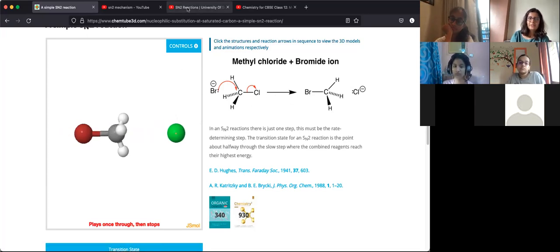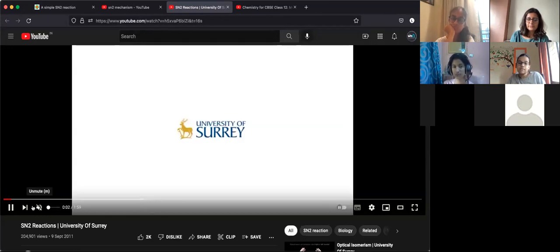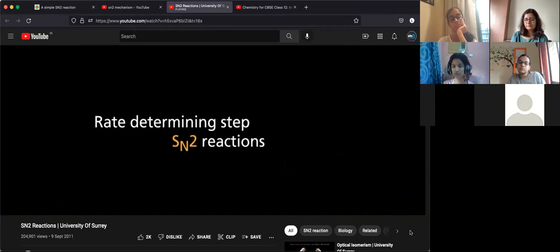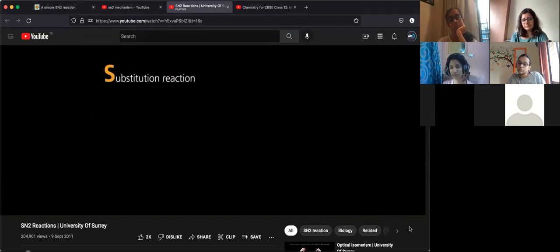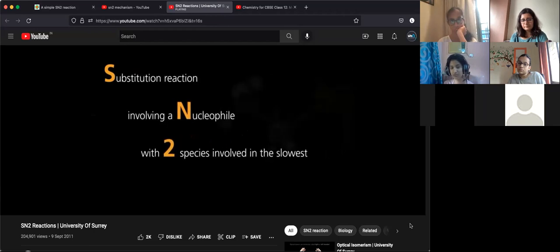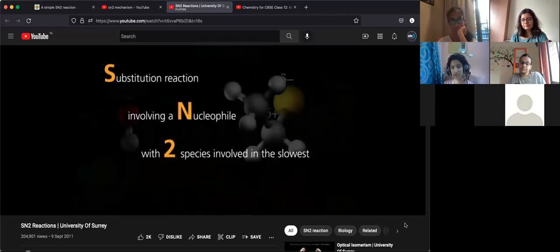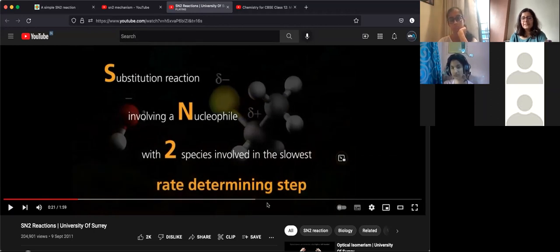Okay. So, another point. Primary haloalkanes undergo SN2 reactions, where the S denotes a substitution reaction. The N shows the reaction involves a nucleophile. 2 is the number of species involved in the slowest rate determining step. Okay, there's a term here, rate determining step.